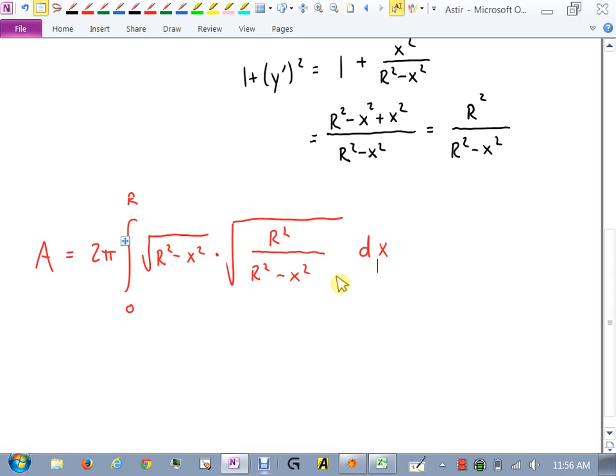Just rewrite this root right here as root on top, root on bottom, because that's the same thing, right? You see what happens now? Those just cancel. They're the exact same expression. And the square root of r squared is r. So we're integrating a constant. Fantastic. You could take the constant out.